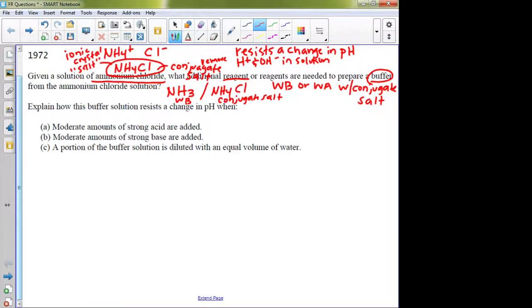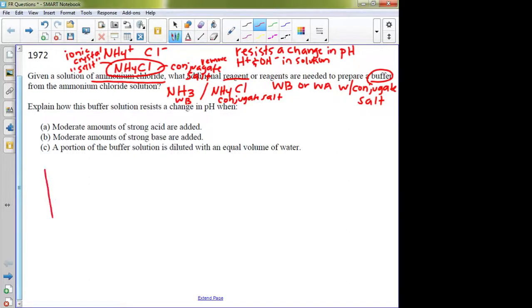Don't get stuck on it. I'm going to make it make sense, okay? I promise. It's going to make sense. Just go with me for right now. So explain how this buffer is going to work. That's what they want me to do for A, B, and C. So how is it going to work?